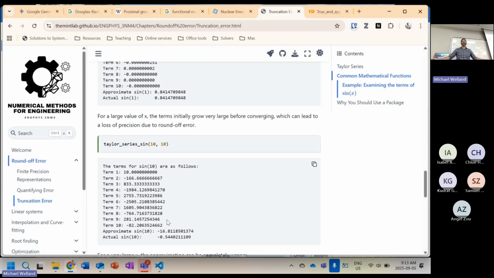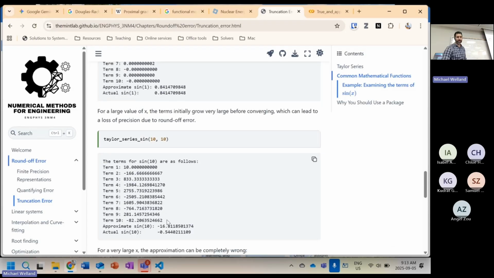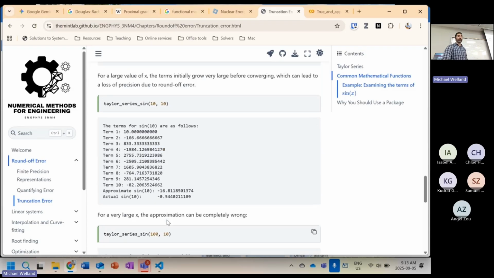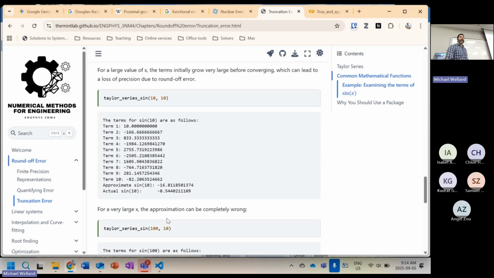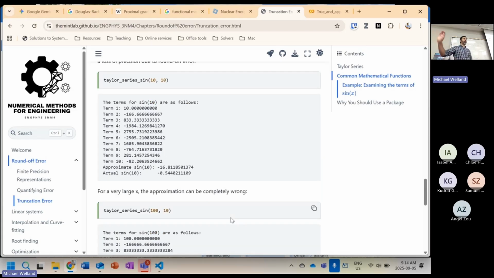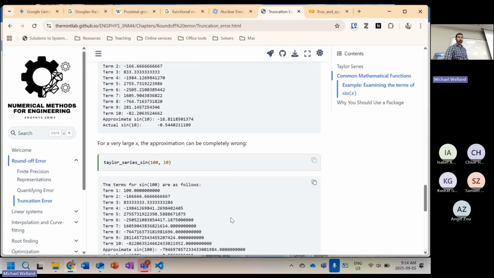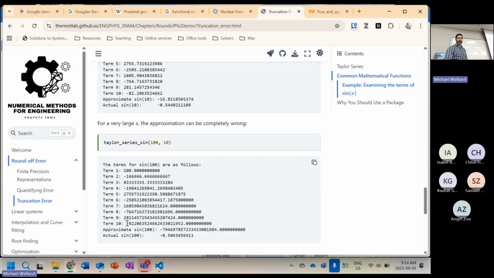You can't just use 10. I have no idea what computers actually use. That would be an interesting thing to know. For very large x, the approximation is completely wrong. So if we were to ask for sine of 100 and just naively apply the Taylor expansion, what we would get is this guy. 100, what is that? 10 to the 6, 8, blah, blah, blah.